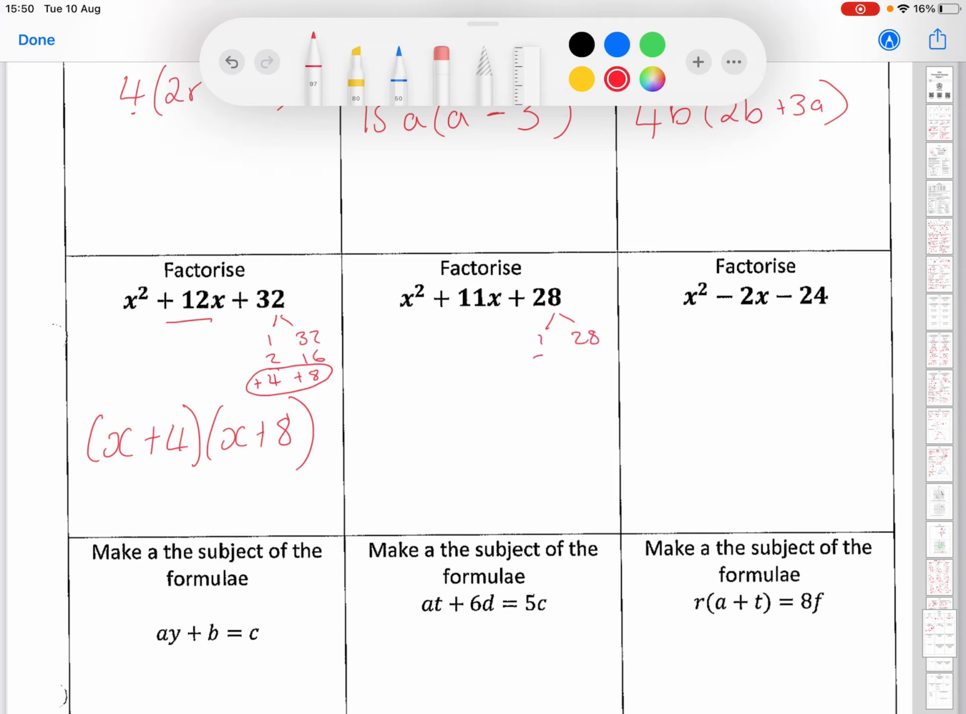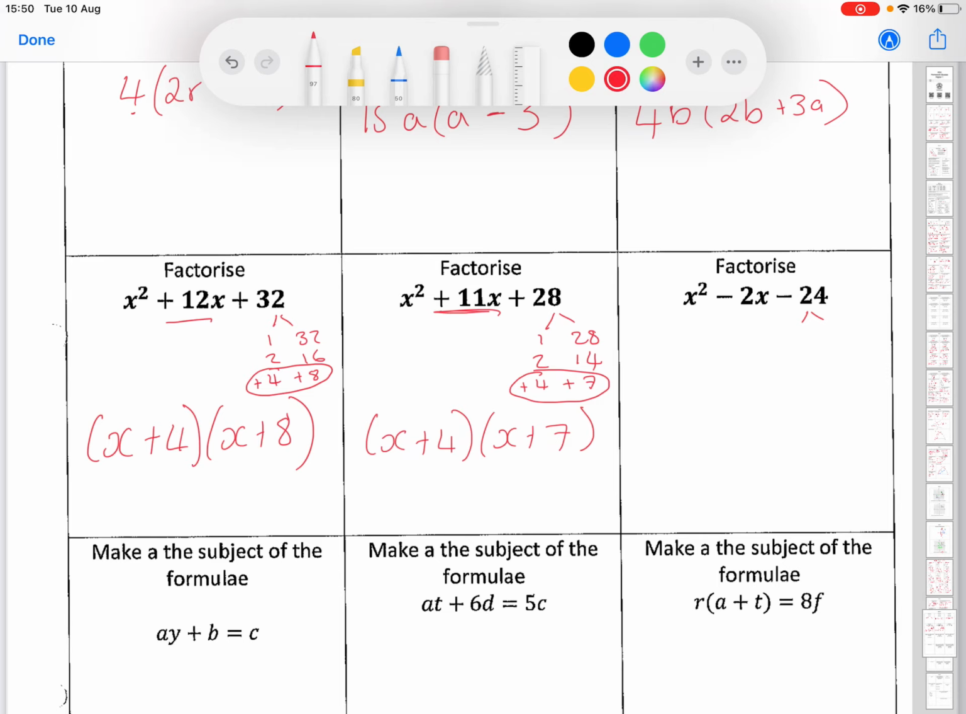So that's your answers. Next one, you want your factors of 28. So 1, 28, 2, 14. It's not in 3 times table. 4 times 7. It's not in any of the times table. Those are all your factors of 28. Which pair make 11? So the only way to make 11 would be 7 add 4. They both need to be positive. So x plus 4, x plus 7. You can tell they both need to be the same because this end one is a positive.